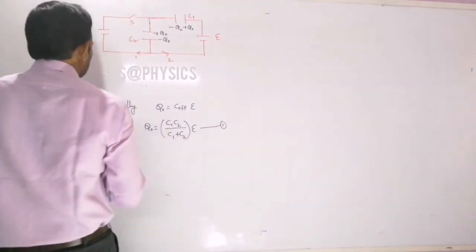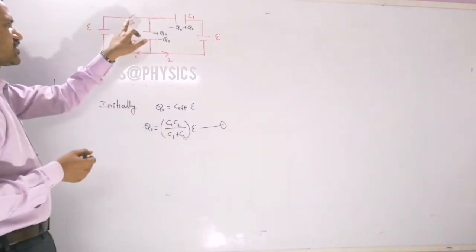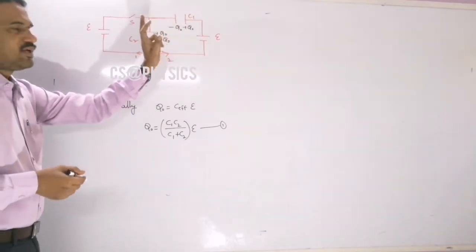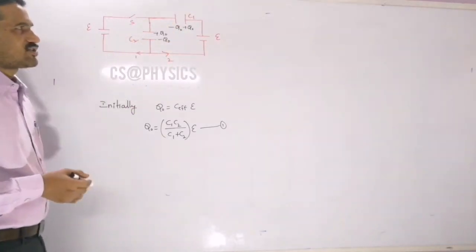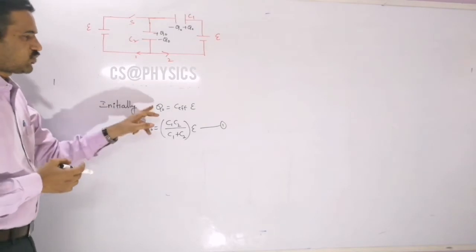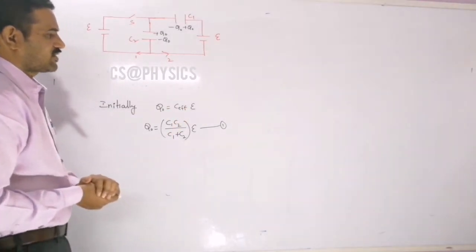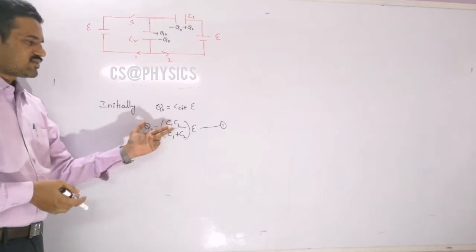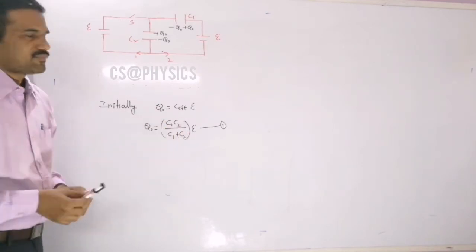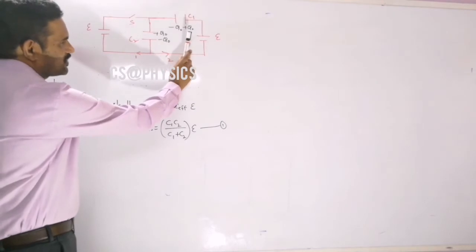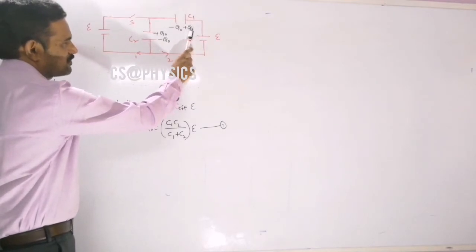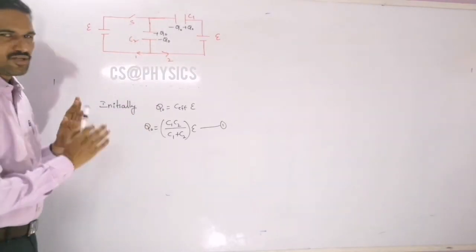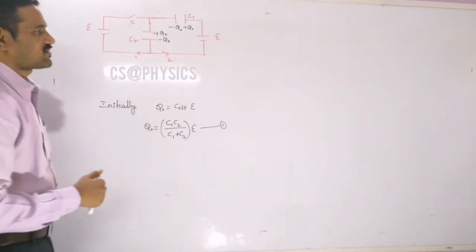So now let us consider the initial situation. Initially the switch is open, that means C1 and C2 will be in series with this cell. I am taking that initial charge as some Q0 here. That Q0 you can write as C effective into E, that is Q0 equals C1 C2 by C1 plus C2 into E. Now the charges on the different plates we can represent like this: plus Q0, minus Q0, plus Q0 and minus Q0, on those capacitors there.